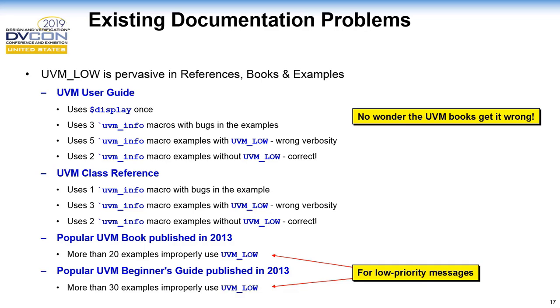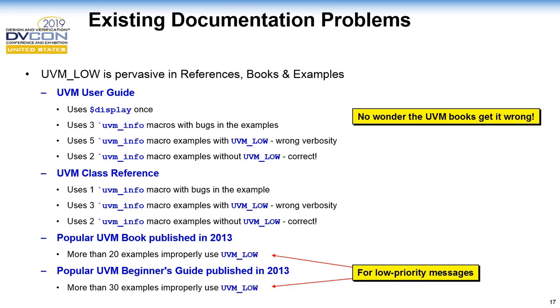Then you go to the class reference, where one of the macros has a bug in it. Then 3 of the macros use UVM low, which is the wrong verbosity, and 2 of the macros use a verbosity other than UVM low, and those are correct. So out of 6 examples, 4 of those, in my opinion, are not correct. It's no wonder the books and papers are getting it wrong, because the user guide and the class reference are just full of bad examples of using this.